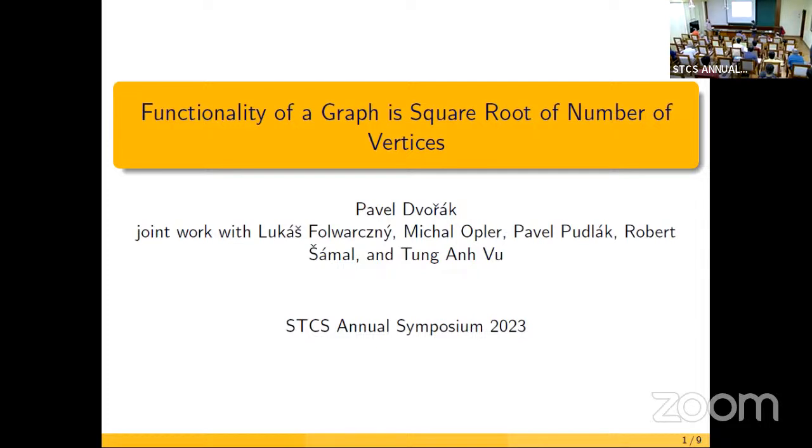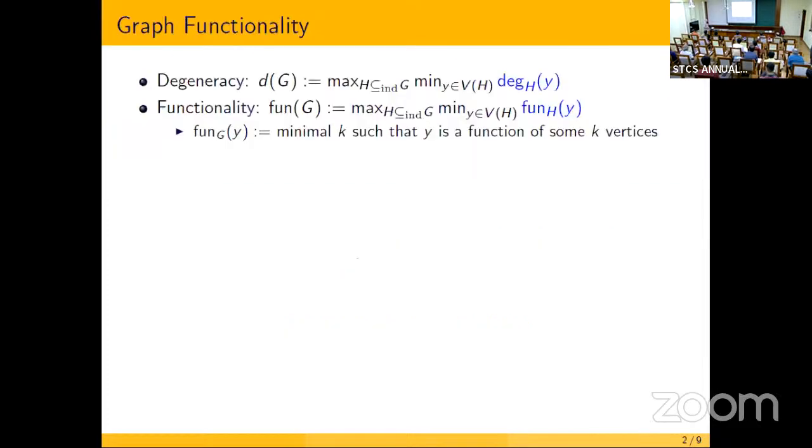Thank you for the introduction. This is joint work with Lukáš Folwarczný, Michal Opler, Pavel Pudlák, and Robert Šámal. It's about a new parameter called graph functionality, which is a generalization of degeneracy, which I hope most of you know.